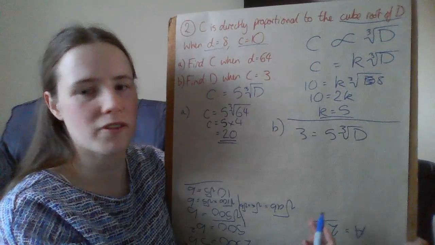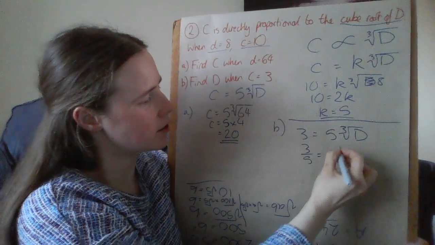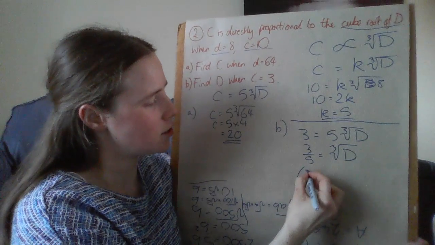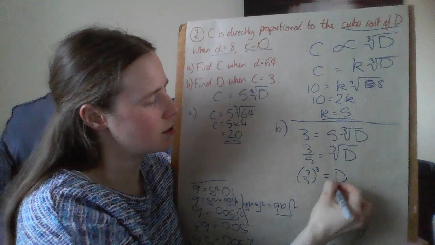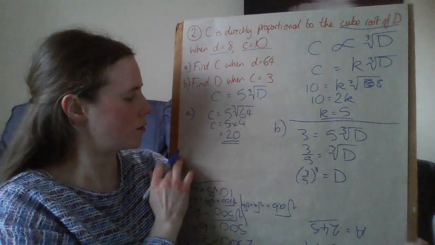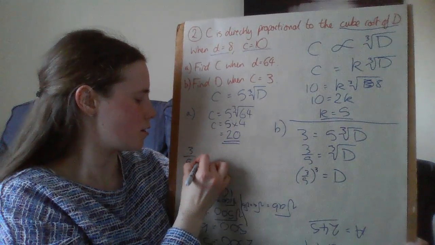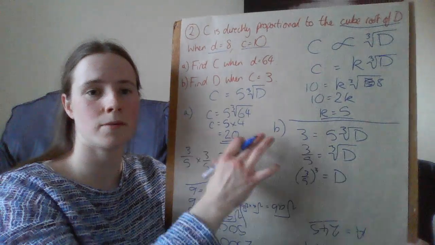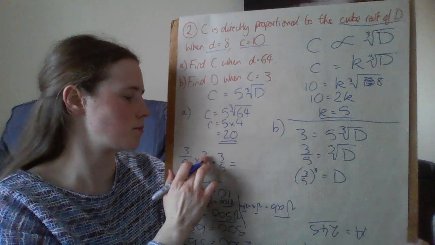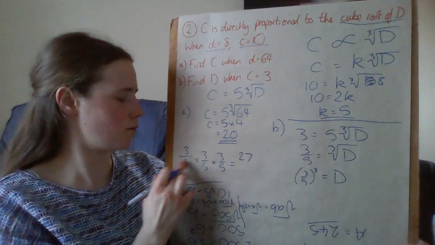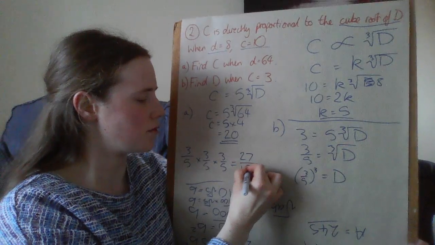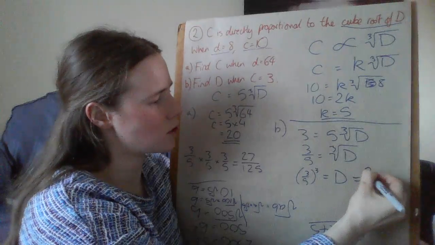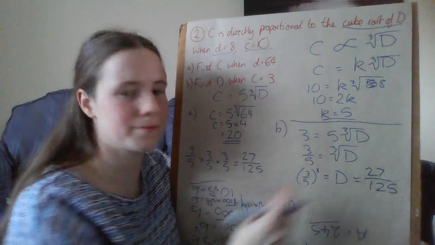Divide both sides by 5. 3/5 is the cube root of D. To solve for D, I need to cube both sides. So I need to do 3/5 cubed to get D. 3/5 cubed is 3/5 times 3/5 times 3/5. And when you times fractions, you just times the numerators and times the denominators. So 3 times 3 times 3, 27. 5 times 5 times 5, 125. And you'll probably notice you can just cube top and bottom there as well. So D is 27 over 125.